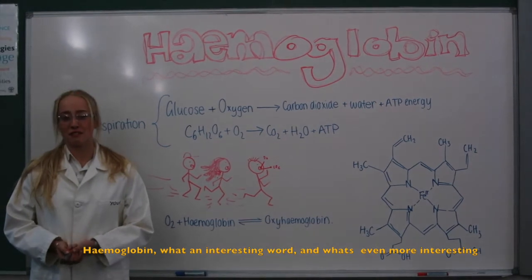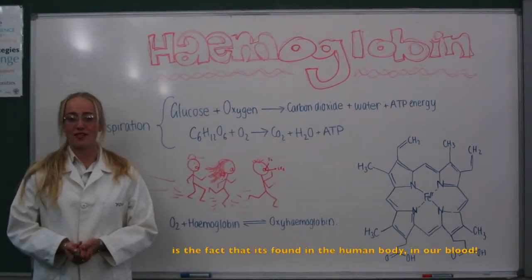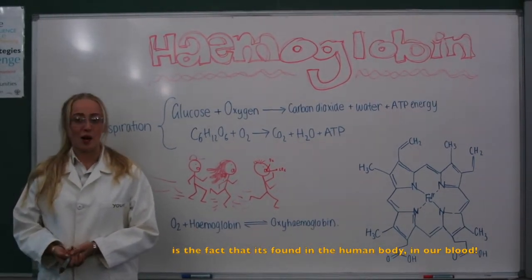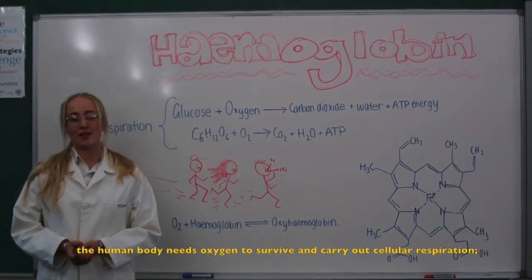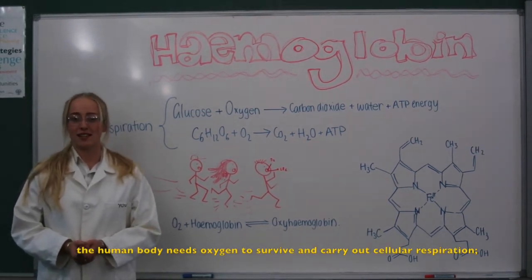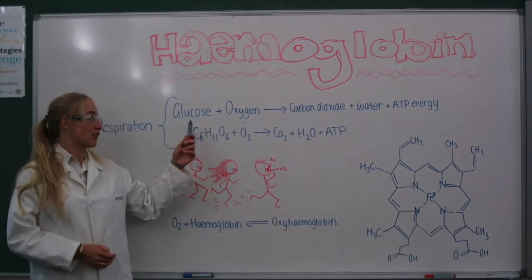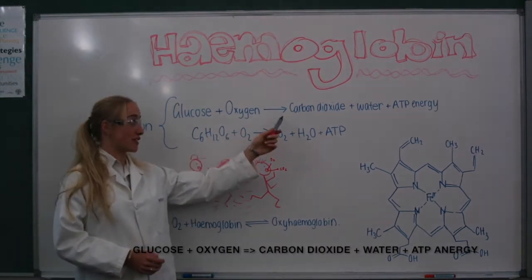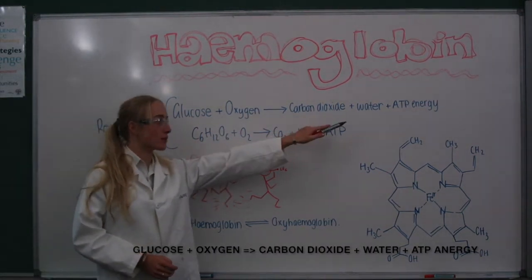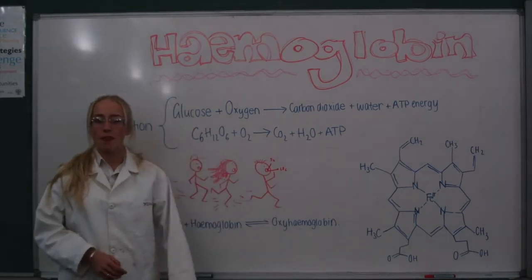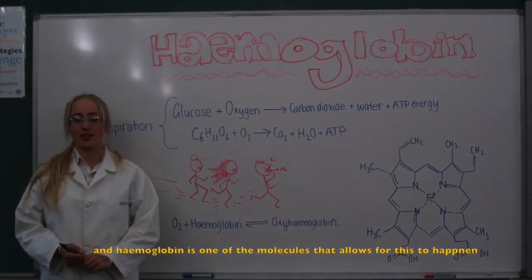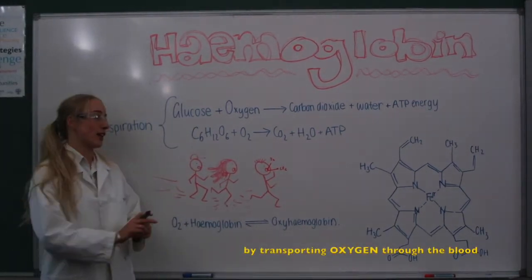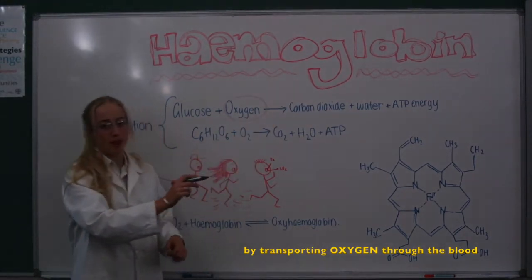Haemoglobin, what an interesting word. And what's even more interesting is the fact that it's found in the human body, in our blood. The human body needs oxygen to survive and carry out cellular respiration. That's glucose plus oxygen is converted to carbon dioxide plus water plus ATP energy. And haemoglobin is one of the molecules that allows for this to happen by transporting oxygen through the blood.